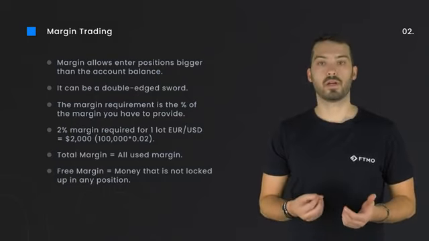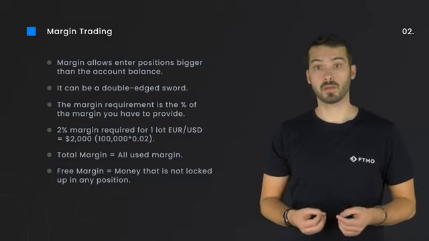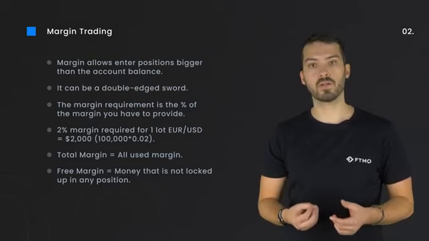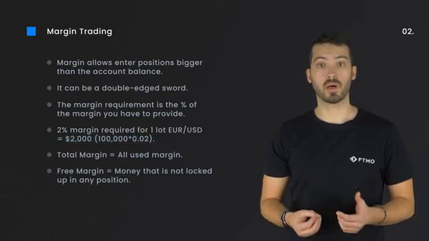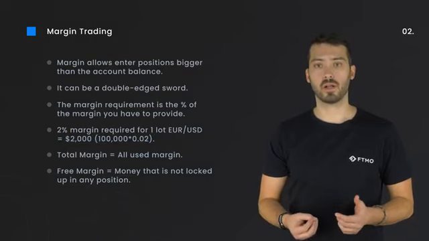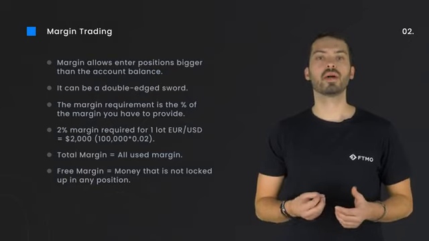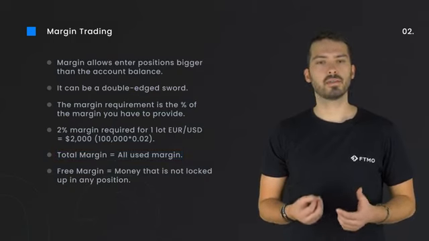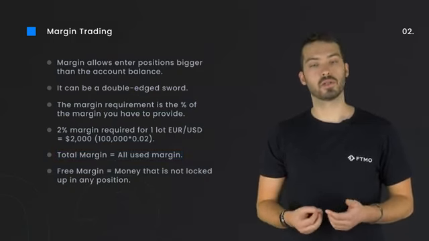Required margin is calculated when you multiply a notional value with the margin requirement. Using the Euro-USD example, you multiply 100,000 by 0.02, which is the 2% margin requirement, and you will get $2,000. If you have multiple positions open at the same time, you might see the term used margin or total margin. This is simply all margin you are currently using to maintain all positions opened.